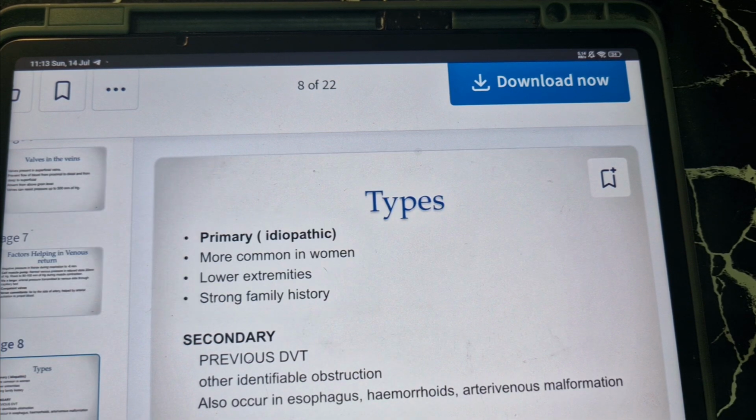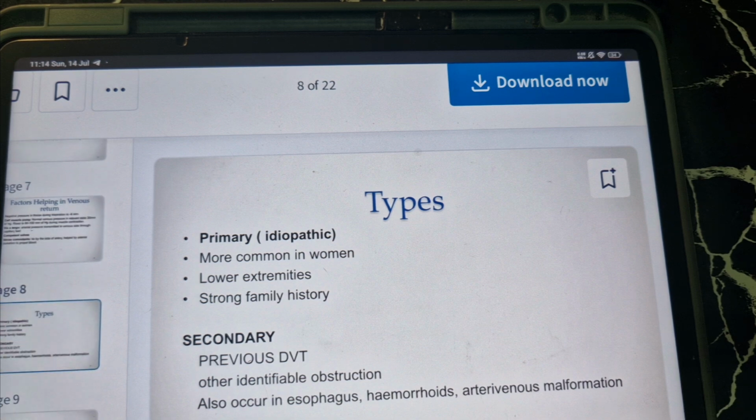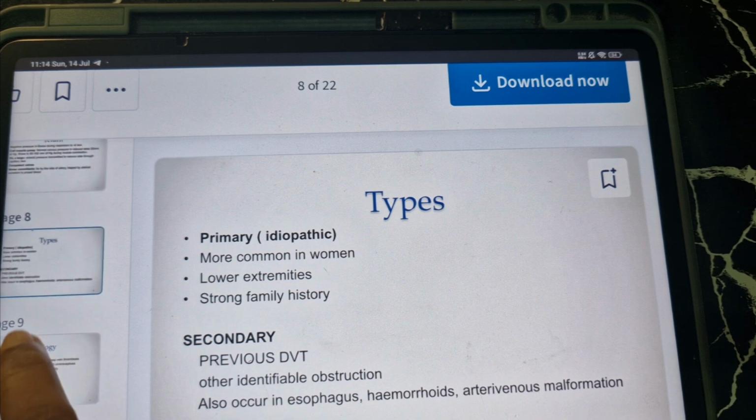Types: primary and secondary. Primary is idiopathic, more common in women in the lower extremities, with a strong family history. Secondary is due to DVT, deep vein thrombosis, and other obstructions. It also occurs in the esophagus, hemorrhoids, and arteriovenous malformation.